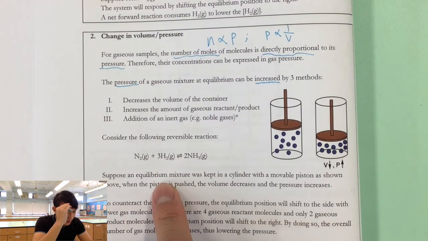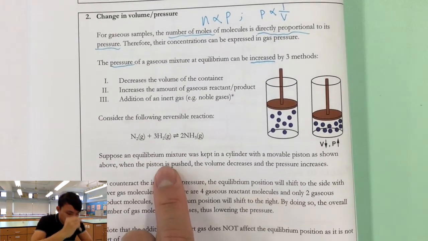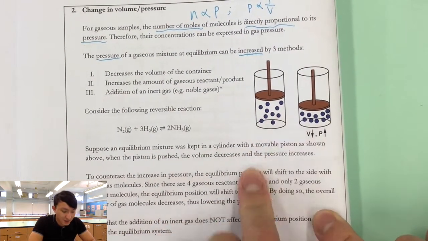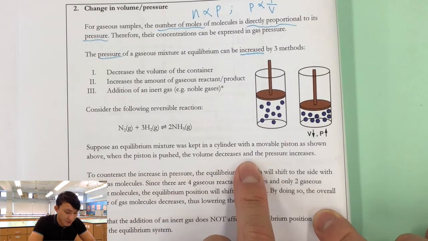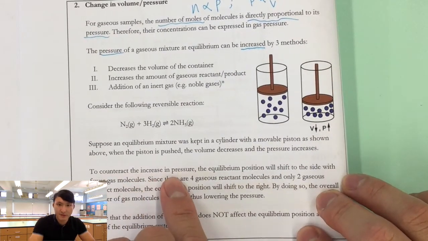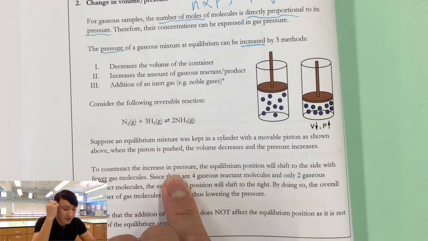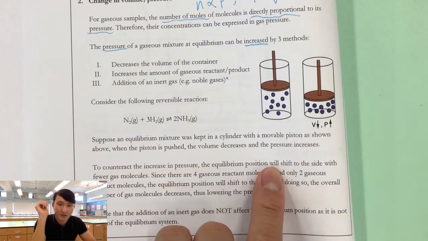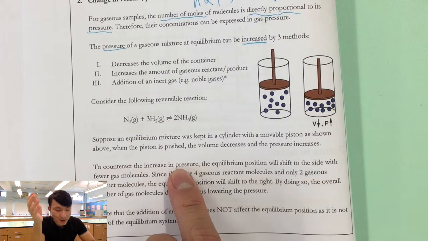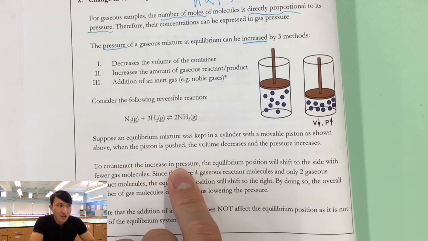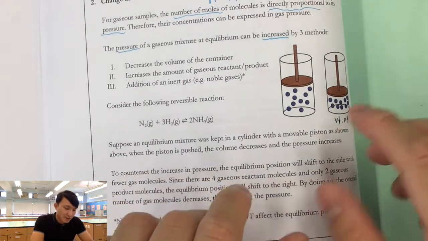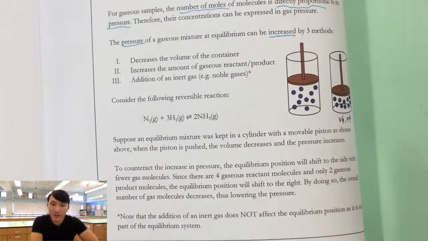Now, let's say we have this gaseous reversible reaction. Let's say this mixture is kept in a cylinder with a movable piston as shown above. When the piston is pushed, the volume decreases and the pressure increases, right? To counteract the increase in pressure, how does the equilibrium position shift? Well, you may think, if you increase the pressure, you want to lower the pressure, right? But like I said, a system can only change in two ways, either shifting the equilibrium to the right or shifting the equilibrium to the left. There is no other option where it can decrease the pressure directly.